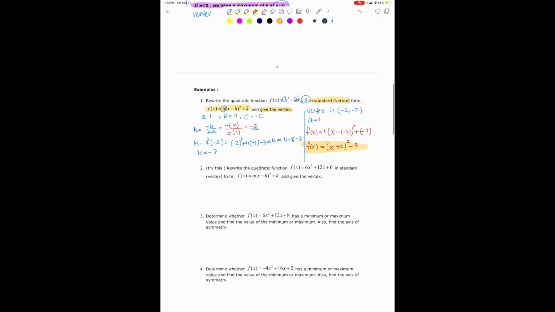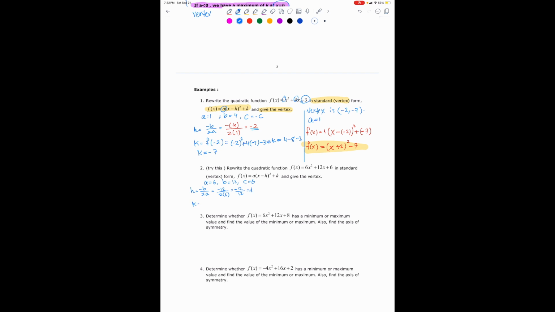I will do another example. Rewrite the quadratic function f of x equals 6x squared plus 12x plus 6 in standard form, and give the vertex. Same thing, I'm going to identify a. A is 6, b is 12, and c is 6 as well. First, I'm going to find h, which is negative b over 2a. So that is negative 12 over 2 times 6, which is negative 12 over 12. That is negative 1.